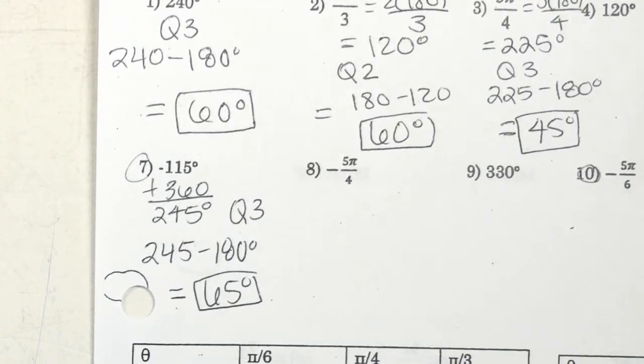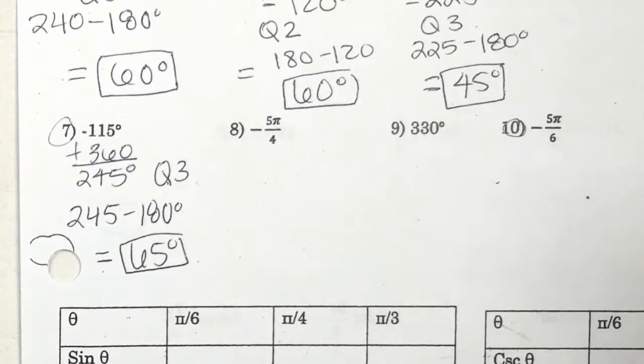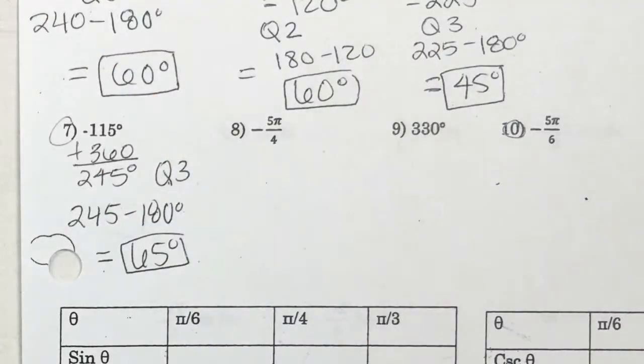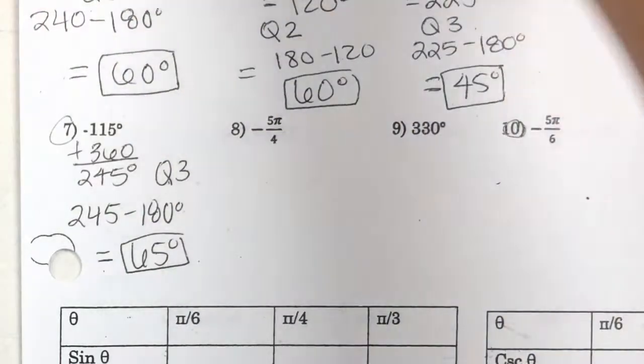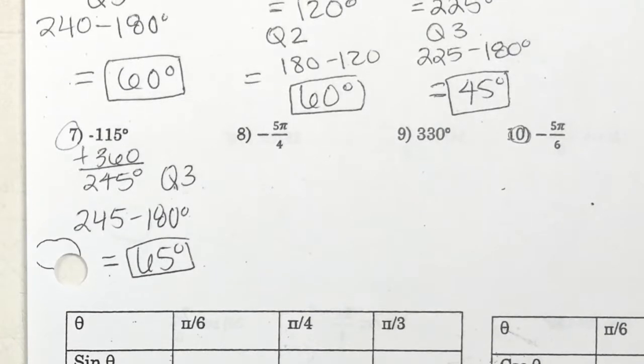Why did you subtract 180? Because it was in quadrant 3. So if you look up here in quadrant 3 to find the reference angle, you just take whatever that angle is and subtract 180. Any other questions on that one? So anytime you got a negative, you got to add 360. Yep. And if it was like 420 degrees, you would subtract 360. Yeah. So if it's greater than 360, you subtract 360. If it's a negative number, you add 360. Like 420, 510, 620.